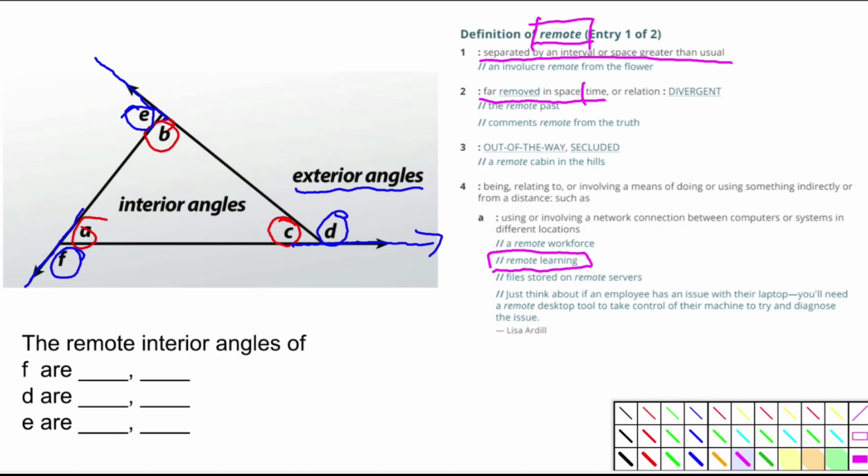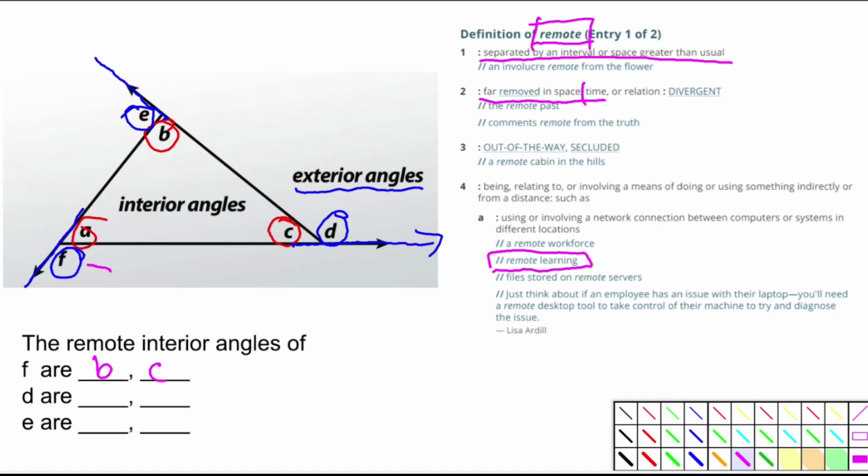All right. So anyways, in this problem, it says the remote interior angles of F. So we have F over here. Now, there's going to be 2 of them. Where are the remote interior angles? So there's 3 interior angles, but which ones are the remote ones? Which ones are the ones in greater distance? Well, in this problem, that would be B and that would be C. All right, so B and C are going to be the answers for F. All right, so it's not too bad. So B and C.